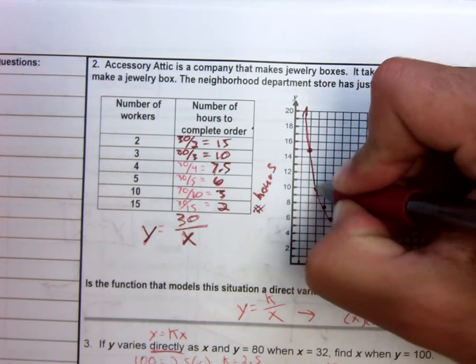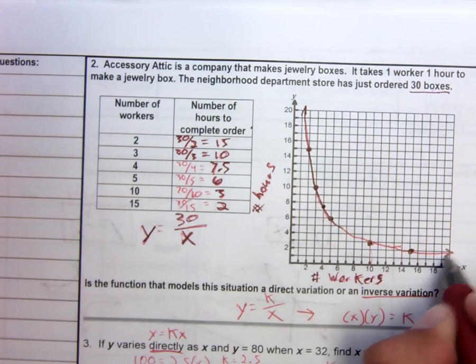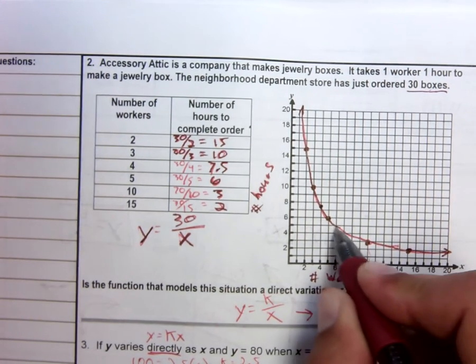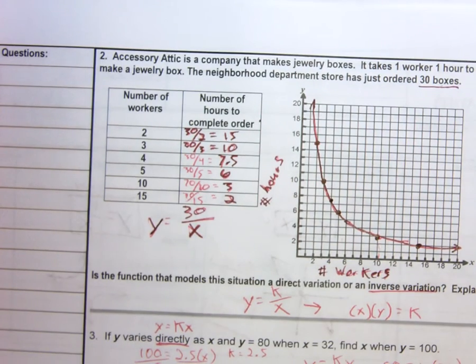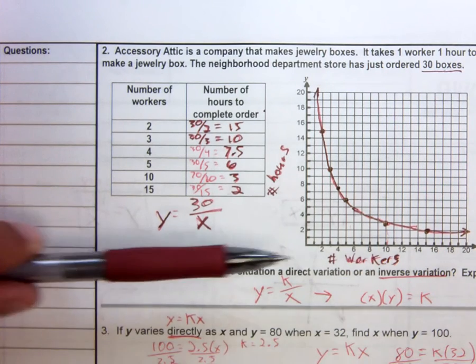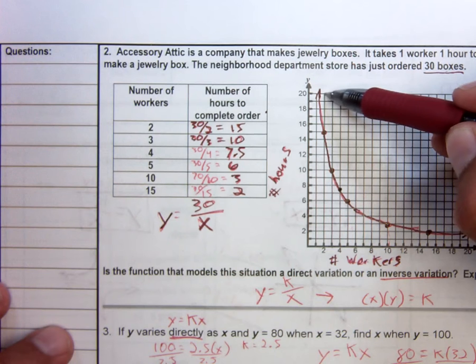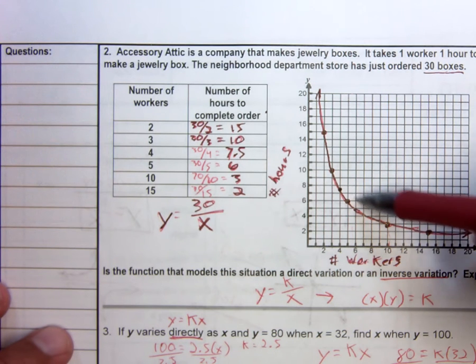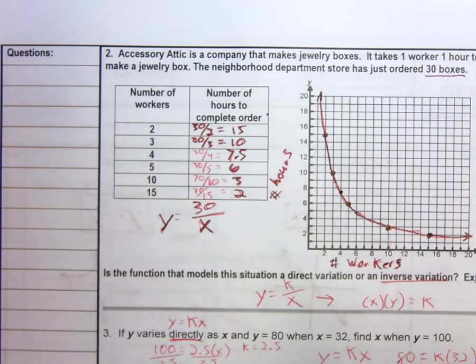If you graph these, you can see the graph. Notice as x gets bigger, going to the right, the y value gets smaller. X gets bigger, y gets smaller. That is going to be inverse variation.